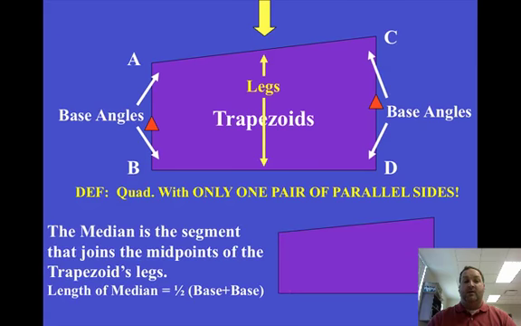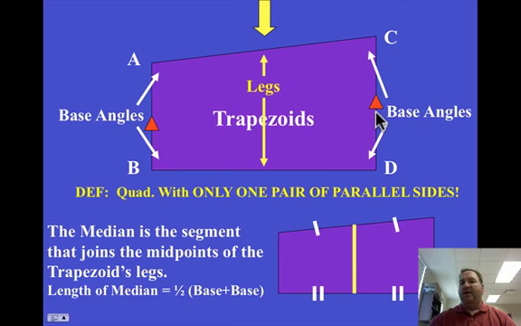Okay, so one special condition for trapezoids is a segment called the median, and the median cuts the legs in half. The median is the segment that joins the midpoints of the trapezoid legs. So if we go from the midpoint of this leg to the midpoint of this leg, then the median cuts those in half. Okay, the length of the median is equal to 1/2 of the two bases added together. Okay, the bases are the parallel sides. So whatever this side is and whatever this side is, if you were to add those up and divide by 2, you would get the length of the median.